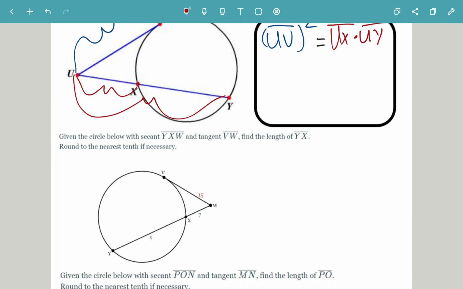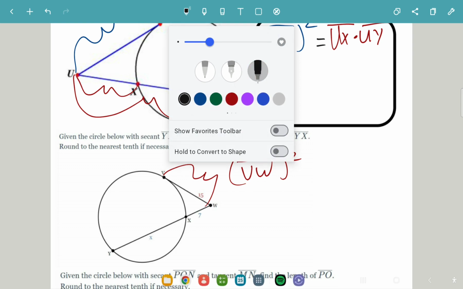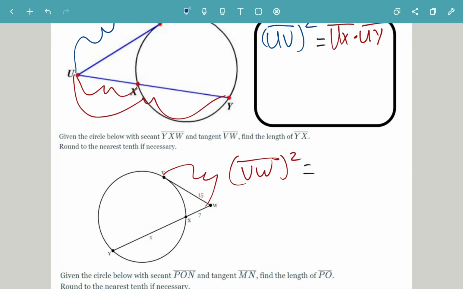So let's look at some examples here. In the circle below with secant YXW and tangent VW, we want to find the length of XY right here. So we see we have this tangent piece right here, VW. We're going to square that and set that equal to WX times WY.